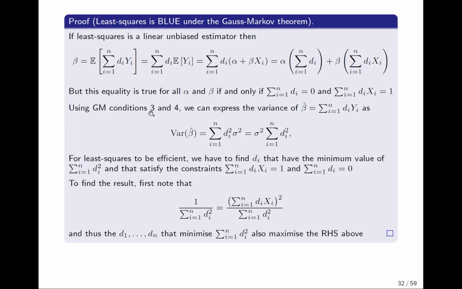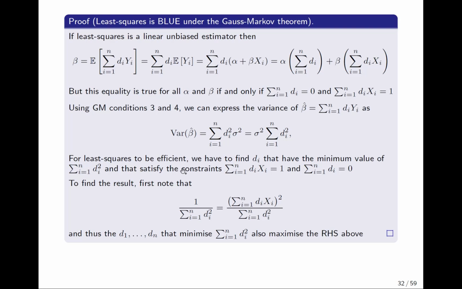So let's turn to GM conditions 3 and 4. If they hold, we can express the variance of beta, written in this form here. We're just going to apply the rules of variance of a constant times a random variable, and that gives us the constant squared times the variance of the random variable. But under GM condition 3, the variance has to be constant, so we can write that as sigma squared, that's the variance of y, and therefore the variance of beta can be expressed in this form here, sigma squared times the sum i equals 1 to n of di squared.